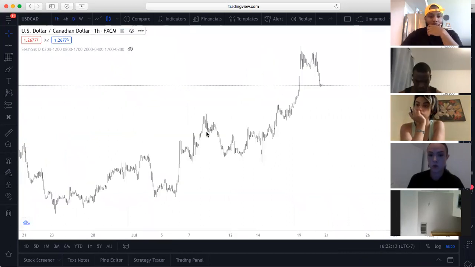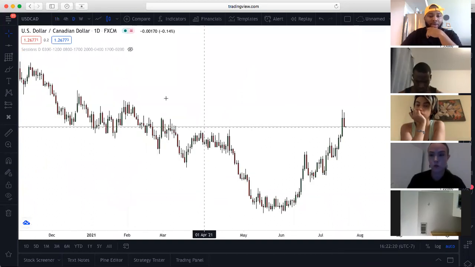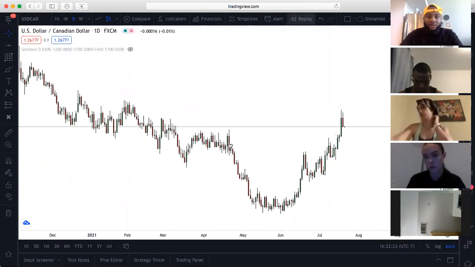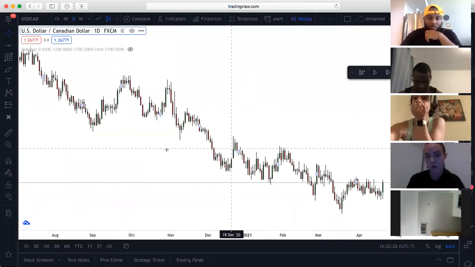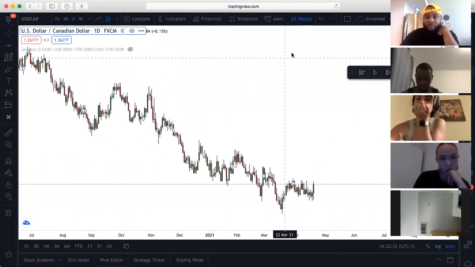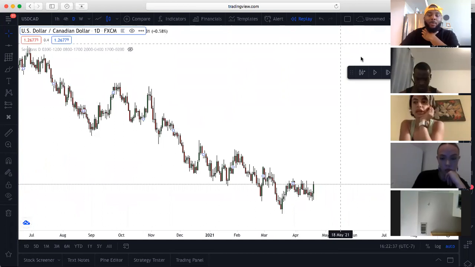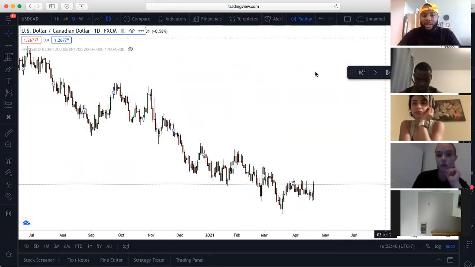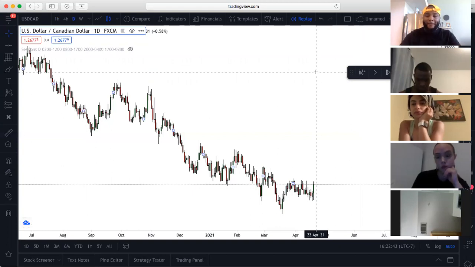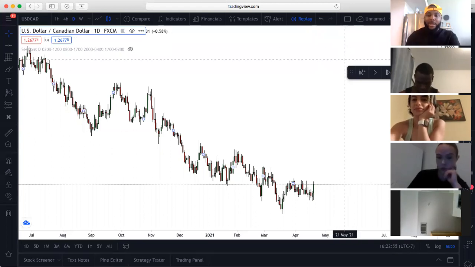So let's use USD CAD for example. Watch this, guys. What trend is this currently in right now? Uptrend or downtrend? And why is it in a downtrend? What do we see that's allowing us to believe we're in a downtrend? And the answer I'm looking for is not, it's just going down. Yes, lower highs and lower lows.